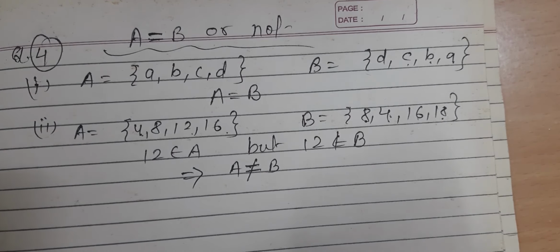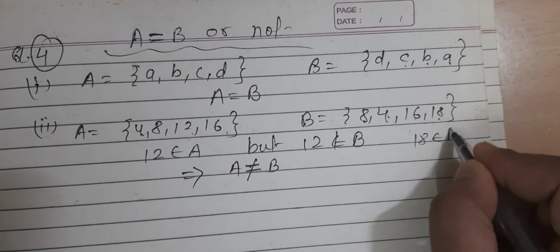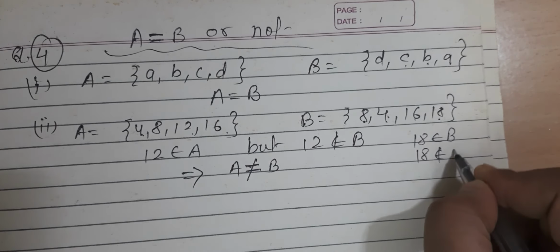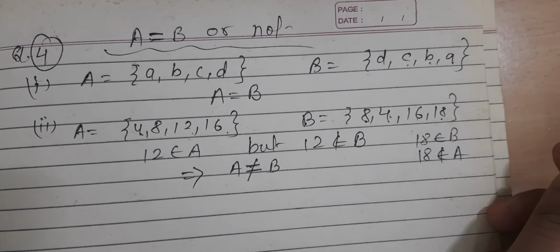All right, and also we have this 18. This 18 belongs to set B, but this 18 does not belong to set A. So set A is not equal to set B.